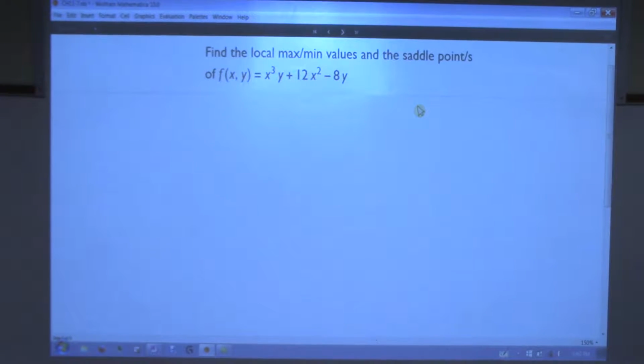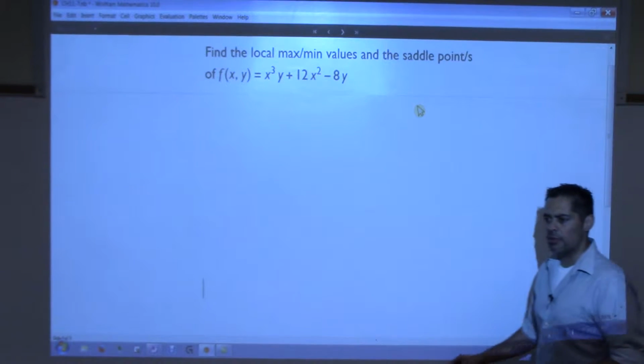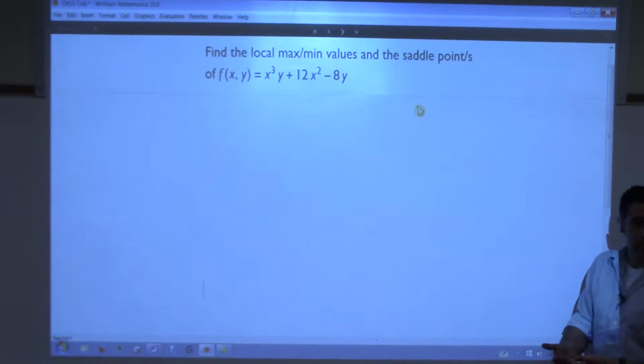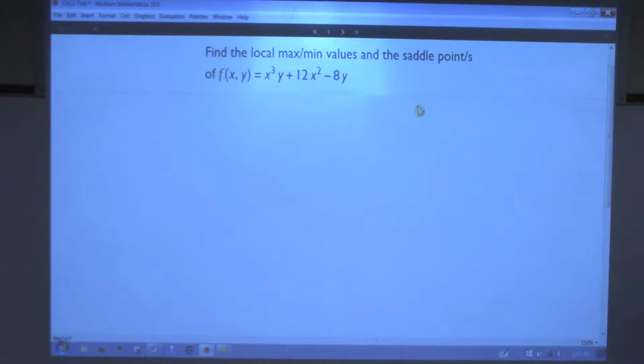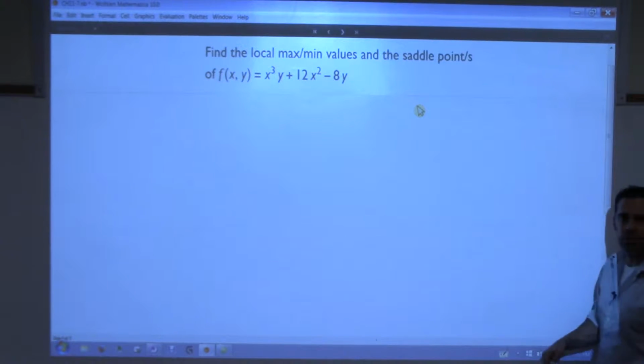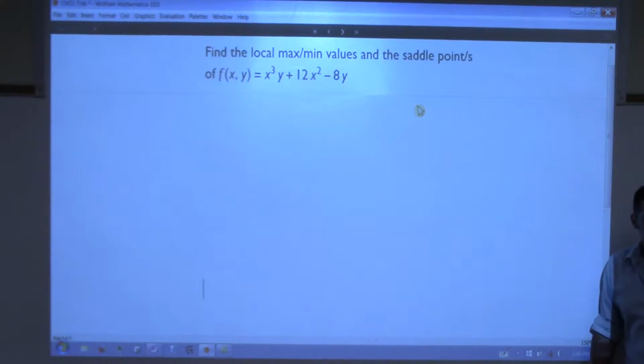Why don't I give you about 5 to 10 minutes to see how much of this you can get through. At least try and knock the partials out. Get all your partials listed out. Then try to set those partials equal to 0. See if you have any luck. That sound good? Can everyone see it?